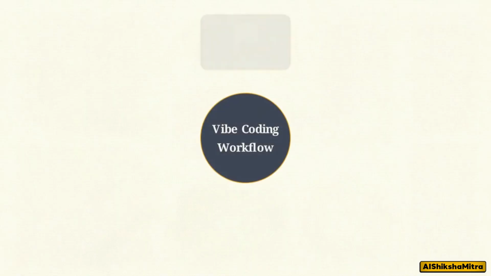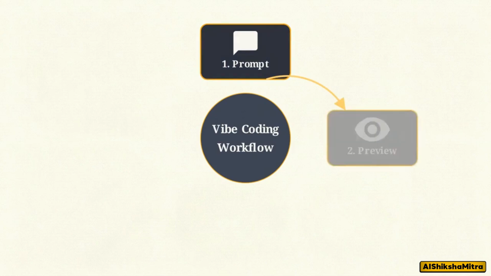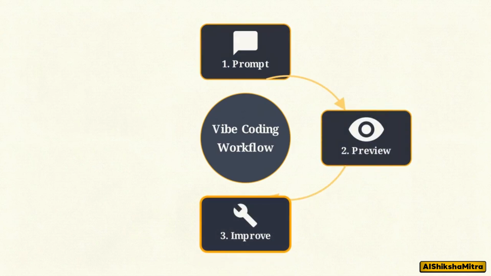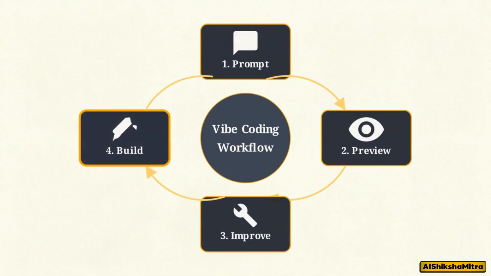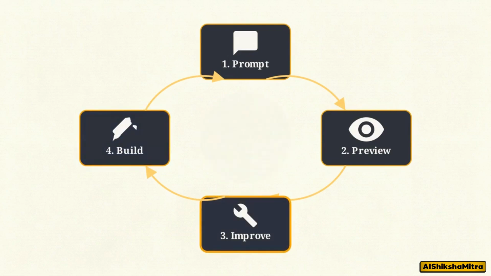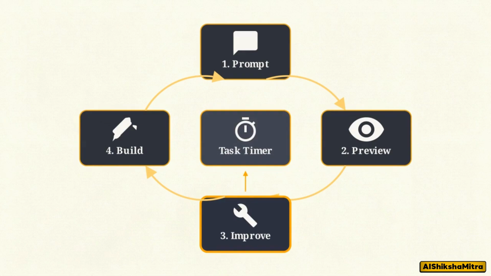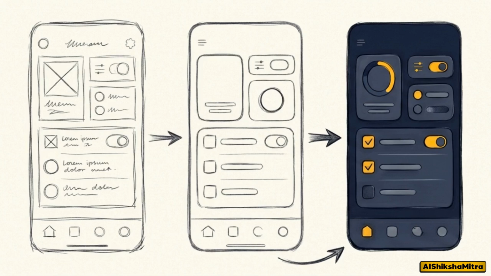Successful development follows this 4-step loop. You prompt the AI, preview the result, identify what needs to be fixed to improve it, and then move toward the final build. Look at your study planner. Identify one specific missing feature, like a task timer or a calendar view, and then prompt the AI to add it. This closes the loop. Vibe coding is an iterative process. You are using the AI to refine the application's logic until it matches your specific needs.